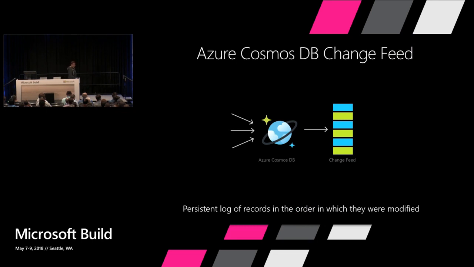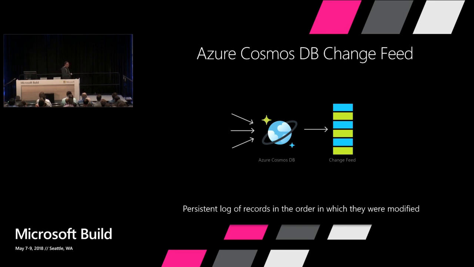So we talked about Azure Functions. Now we're going to talk about Azure Cosmos DB change feed. It is a persistent log of records in the order in which they were modified. So if you have a Cosmos DB collection, whatever changes are happening, you can see it on the change feed. Today, it has only inserts and updates.